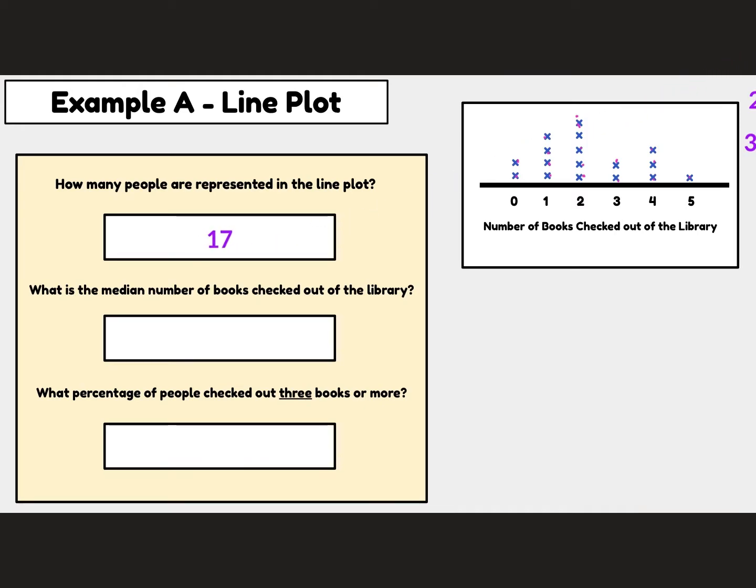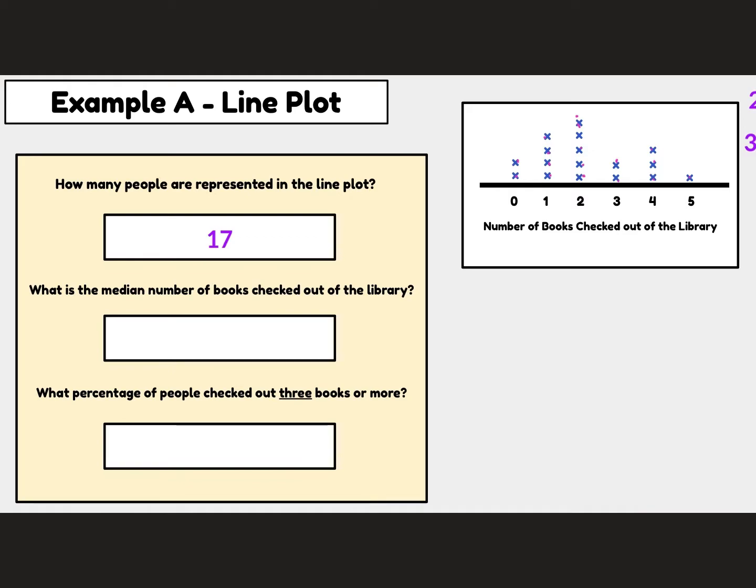The next question says, what is the median number of books checked out at the library? In order to figure out the median number of books, all we're going to do is find the number in the middle. Remember, median means middle. So in order to do that, we need to line our numbers up in order from least to greatest. And we don't actually have to do that ourselves. They're already in our line plot for us in order from least to greatest.